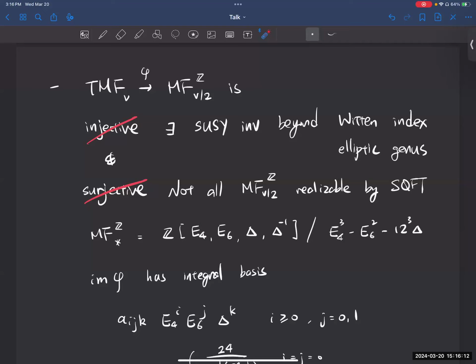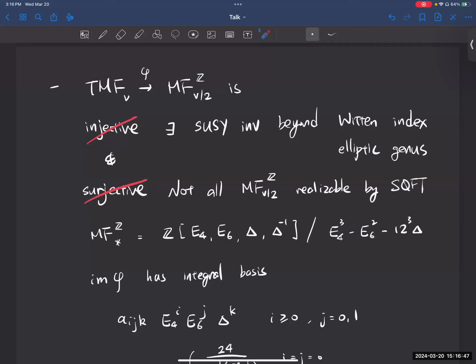But the fact that it's not injective means that there exist SUSY invariants that go beyond the usual Witten index for elliptic genus. Of course, in some cases, when you have extended SUSY, like a T4 split model, we're familiar with this fact, right? Because the elliptic genus vanishes and you have to do some modification of it. Here, it's of a similar flavor, like you have to be more clever to find what this supersymmetry invariant is.